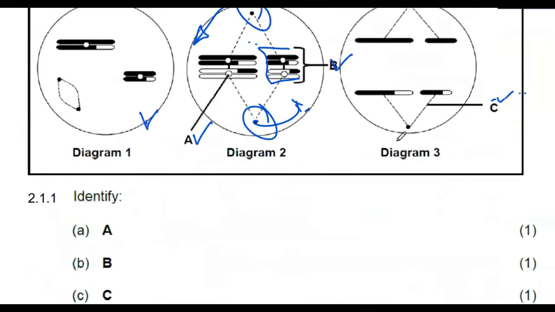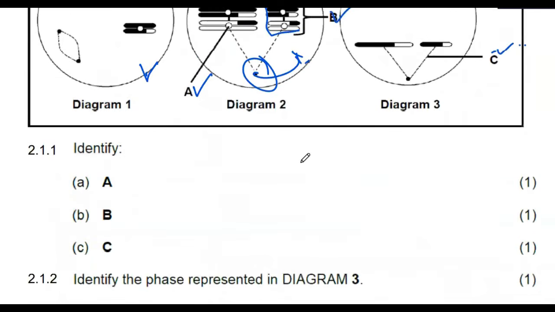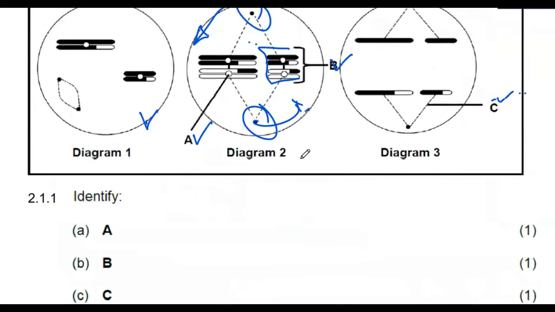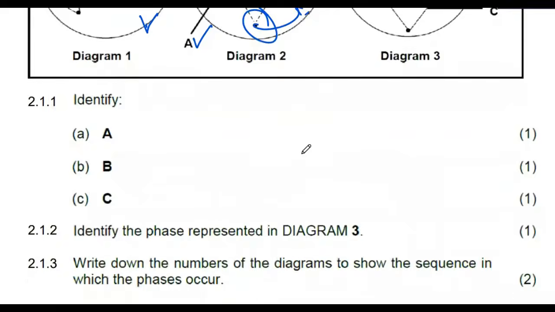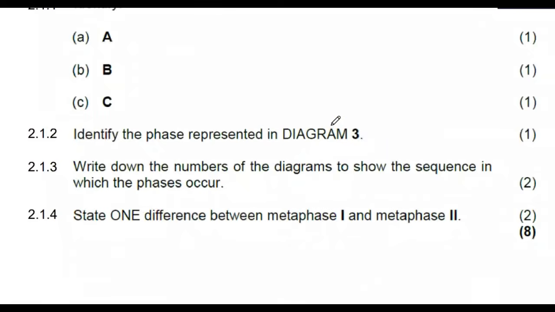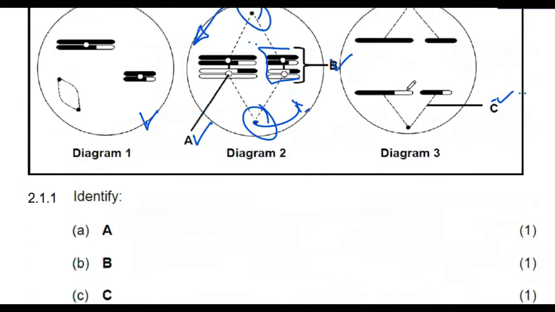Then they say identify A. We have seen it. A is centromere. B we have seen as homologous chromosomes. Then C we have seen as spindle fibers. Identify the phases in diagram 3. In diagram 3, they are separating. If they are separating, then they are moving to opposite poles.